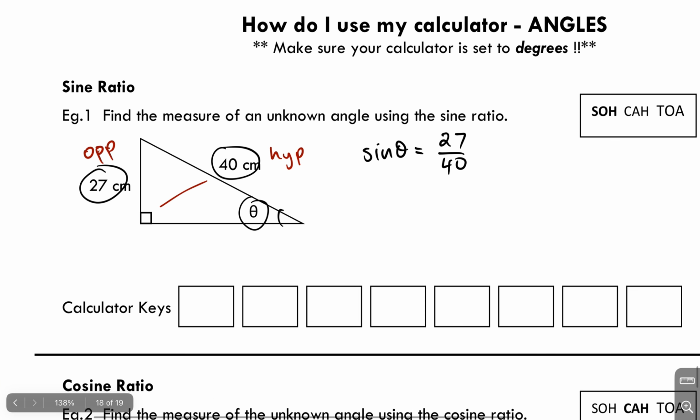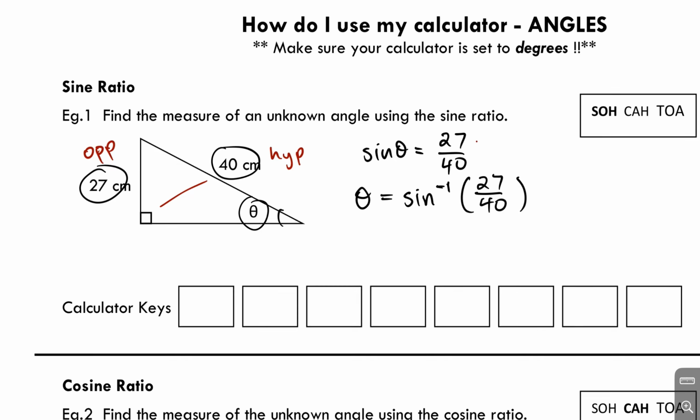And if I'm finding the angle, we have to use something called the inverse sine ratio, and it looks like this. You're going to write here theta equals the inverse, it's like a -1. It's not an exponent, it's just called the inverse. Sine with -1, it's called the inverse. I'm going to create some brackets and put that ratio in there, 27 over 40, just like that.